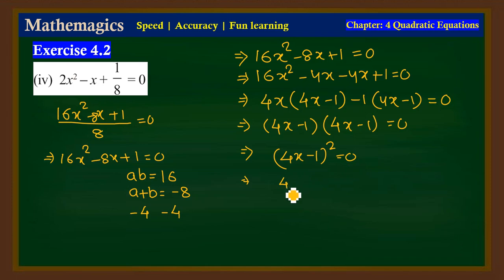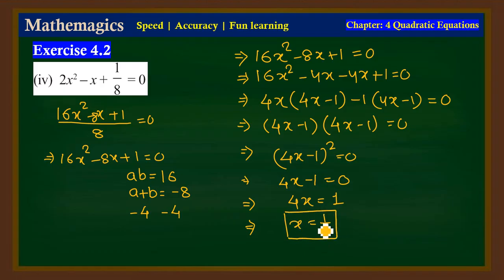So that's why 4x minus 1 is equal to 0. This implies that 4x is equal to 1, and the last step is x is equal to 1 by 4. Dear friends, this is the quadratic equation which has only one solution, or in other words we can say that it has two equal roots. Two equal roots means only one solution.